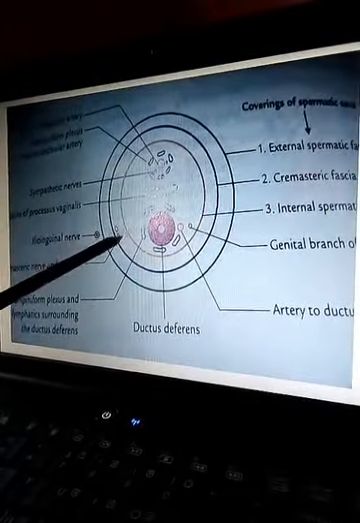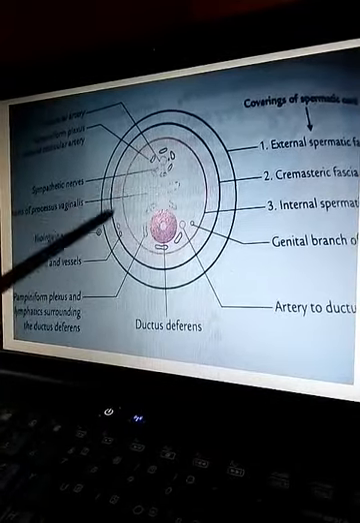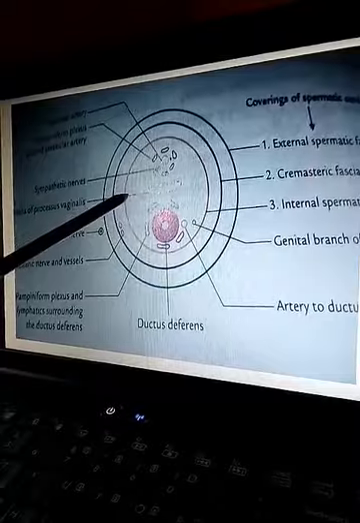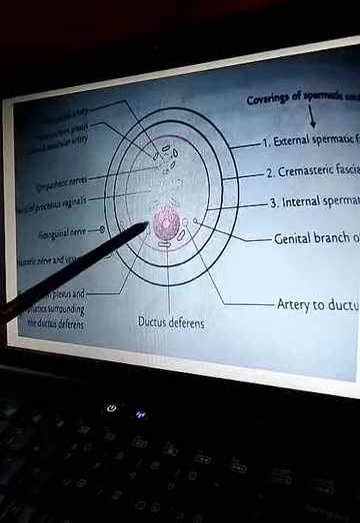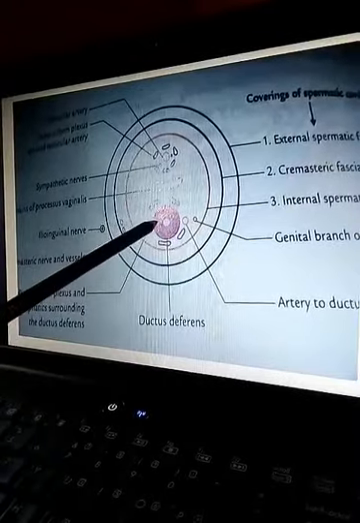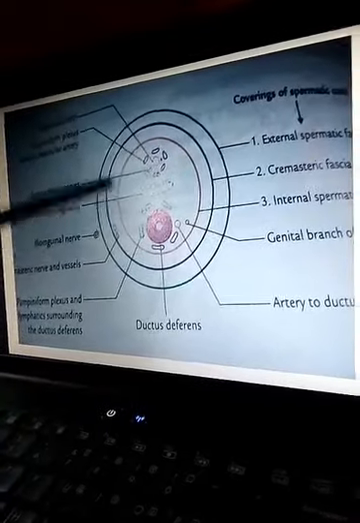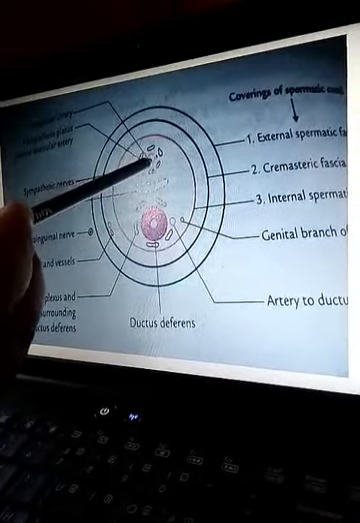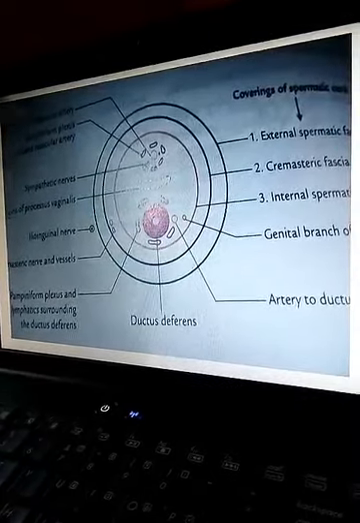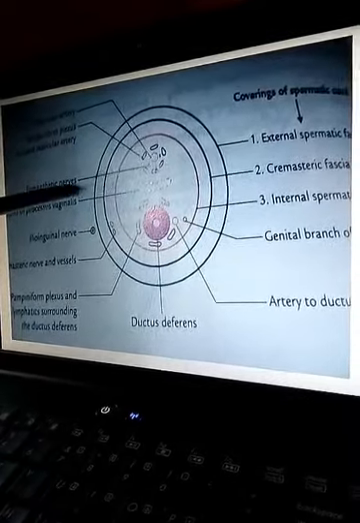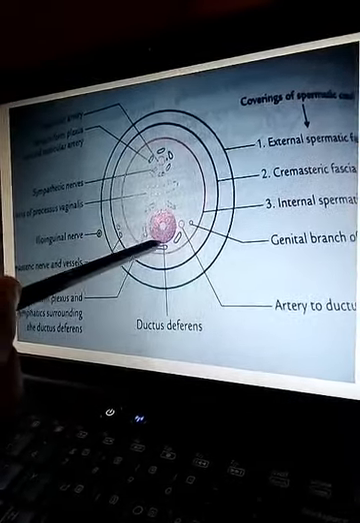Now the spermatic cord consists of 6 groups of structures. This is the transverse section of the spermatic cord. First content is the ductus deferens. It lies in the posterior part. Now there are 3 arteries: testicular artery in the anterior part. Now another content is the cremasteric artery that arises from the inferior epigastric artery.